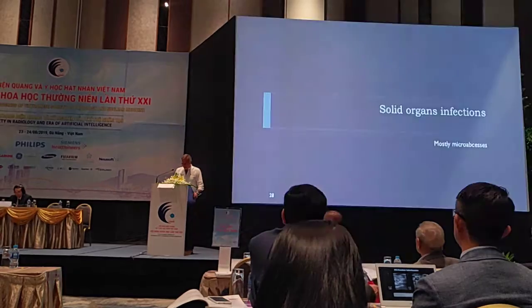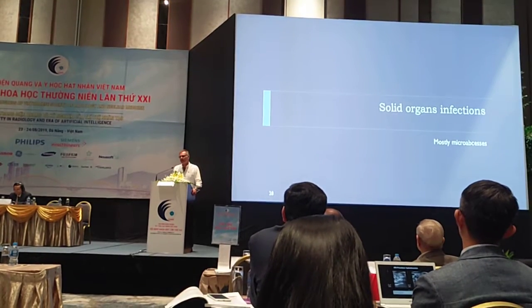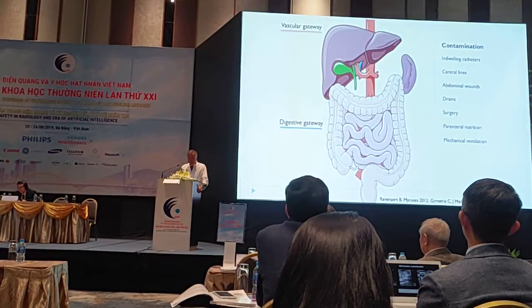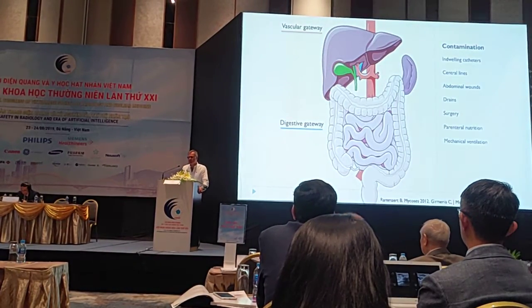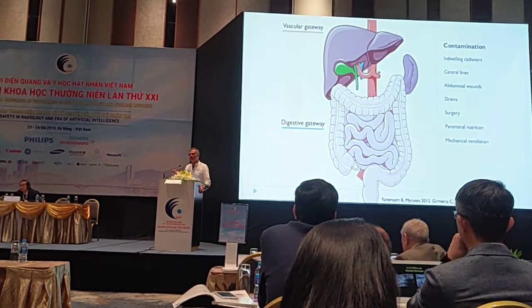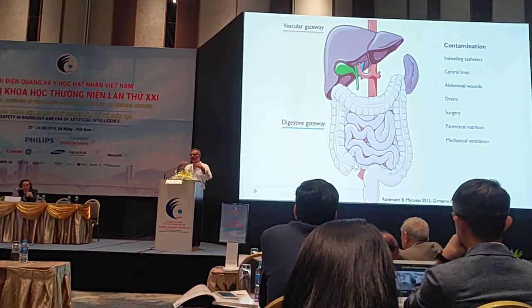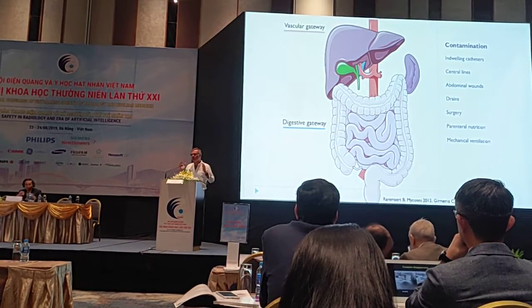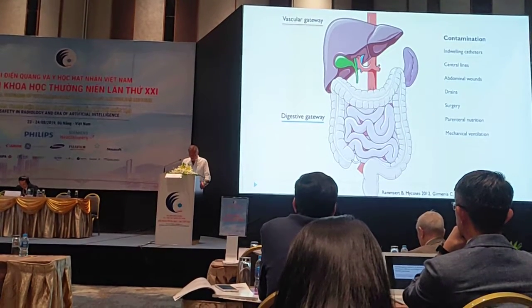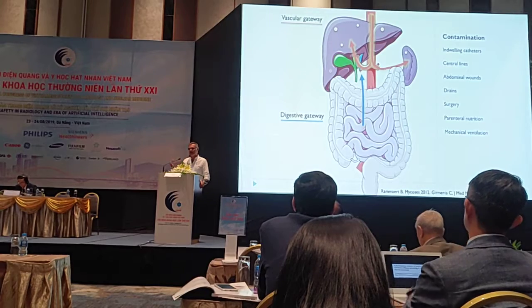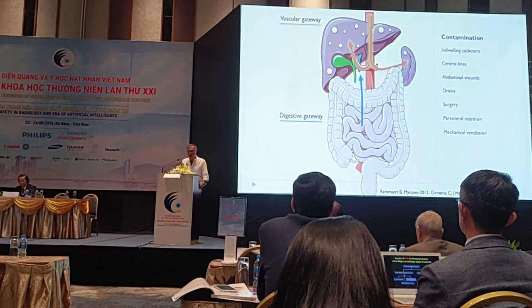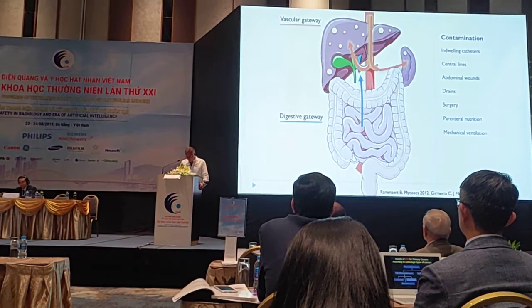Let's now move to solid organ infection and the mechanism of invasion in solid organs. You have two major gateways. The first one is the vascular one, the second one is the digestive. Of course, in these immunocompromised patients, whether you have lines, tubes, surgery, anything is a main gateway for pathogens. And from these gateways, you have a spread in blood flow, and then you have a colonization of solid organs, namely liver, spleen, or kidneys.